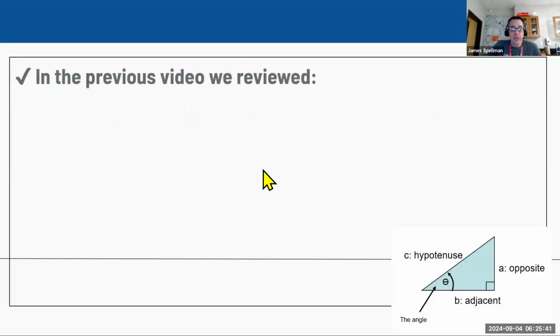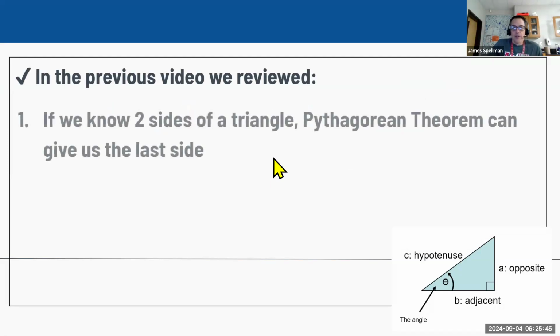Just as a reminder, what we did yesterday, or the previous video if you've been watching in order, was if we know two sides of a triangle, like the hypotenuse and the adjacent, we can use the Pythagorean theorem to give us our last side by doing a squared plus b squared equals c squared. So if we know two of those, we can get the last side.